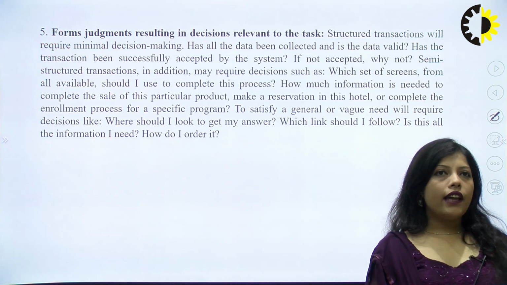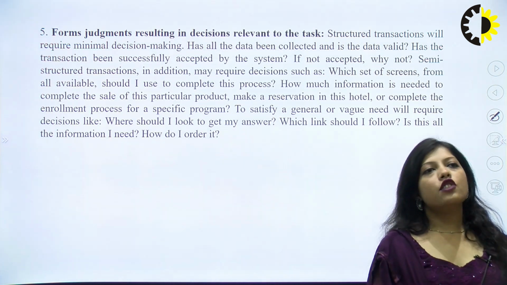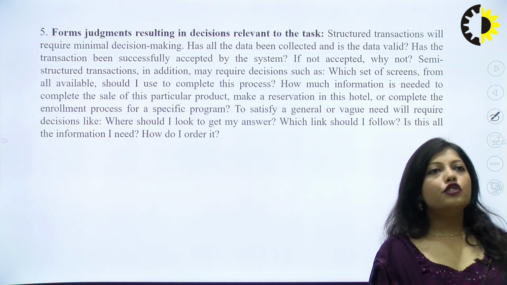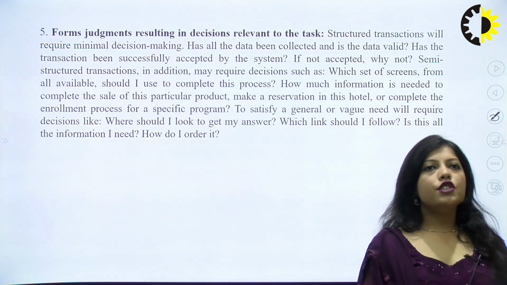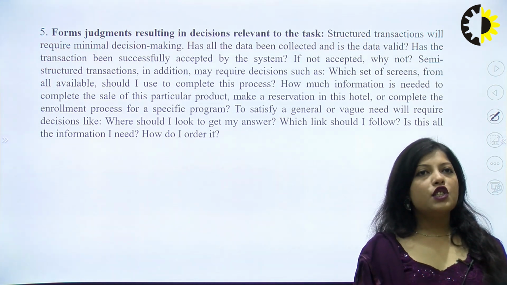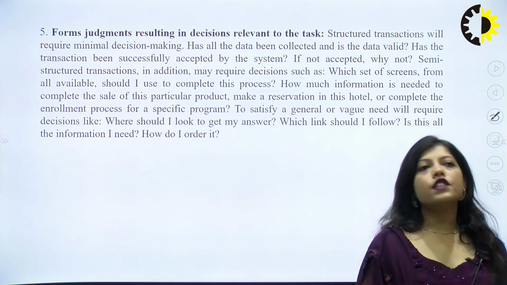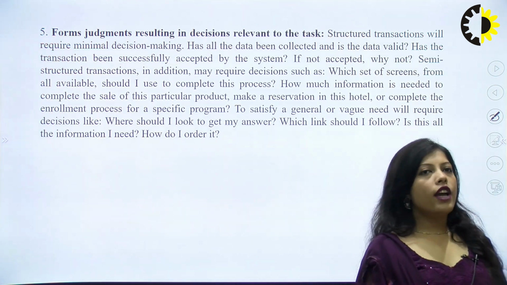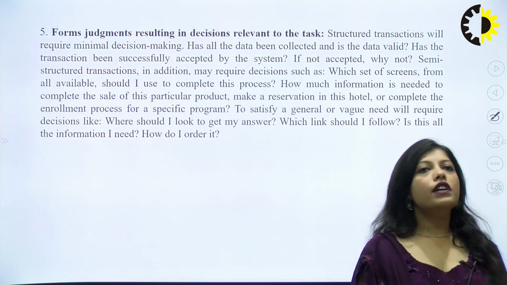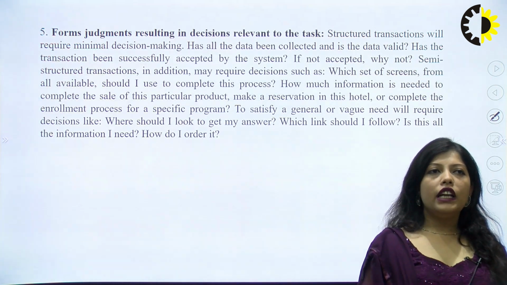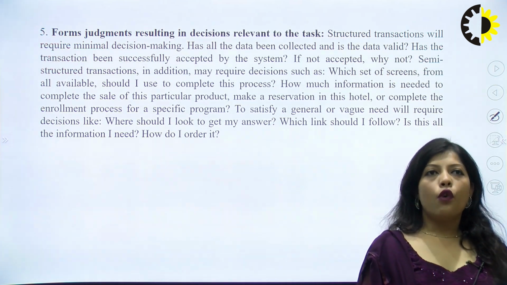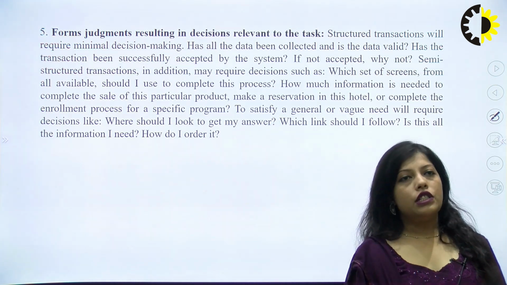Other judgments, like decisions for a semi-structured transaction, in addition may require decisions such as which set of screens from all available should I use to complete this process, how much information is needed to complete the sale of this particular product, make a reservation in this hotel or complete the enrollment process for a specific program. To satisfy a general need will require a decision like where should I look to get my answer, which link should I follow, is this all the information I need, how do I order it. So these are the five steps which screen users follow.